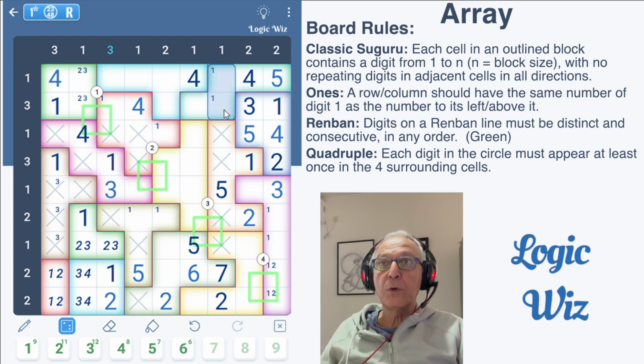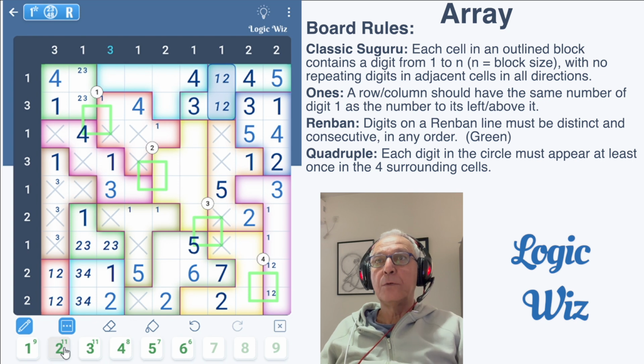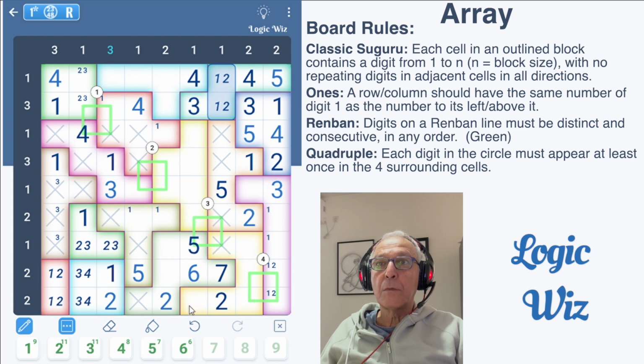Now in the block here, 3 cannot be here. This one must be a 3. And this must be 1 and 2. Which digits are we missing here? 1 has to be in one of these cells. In this block, it cannot be here.